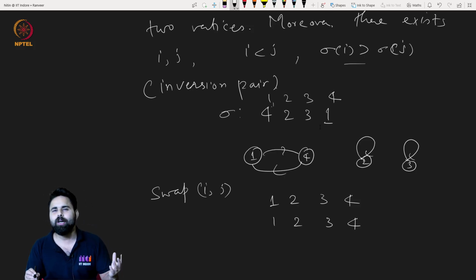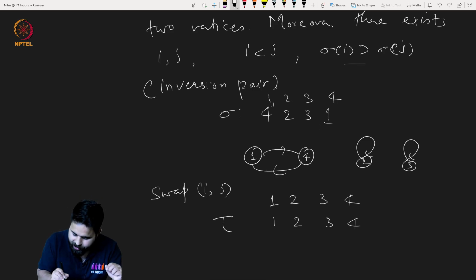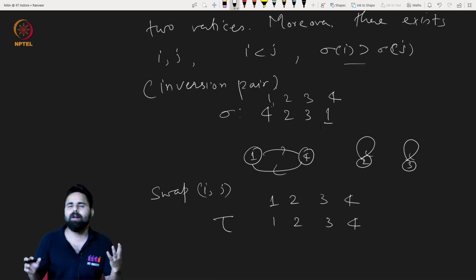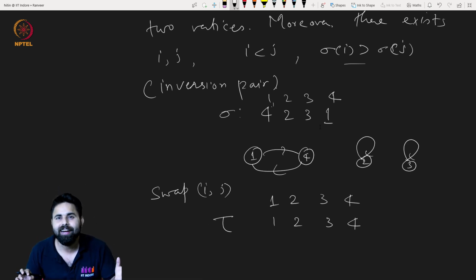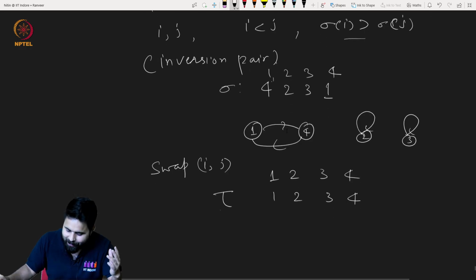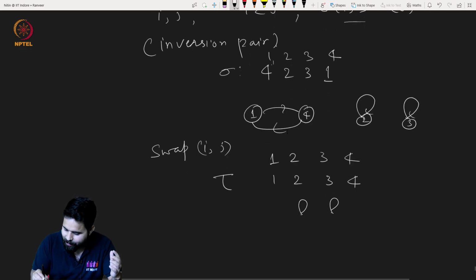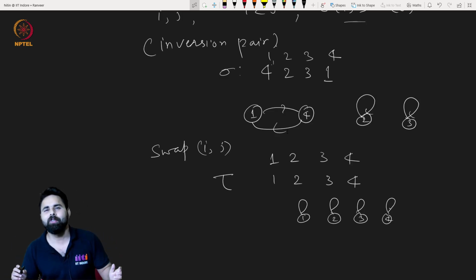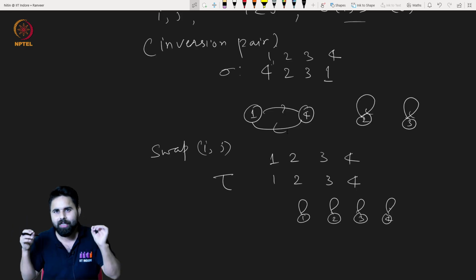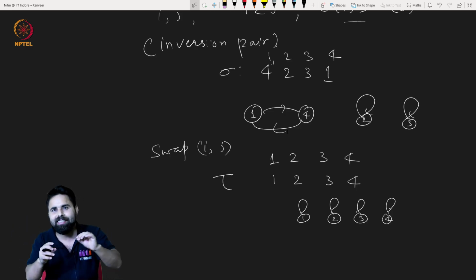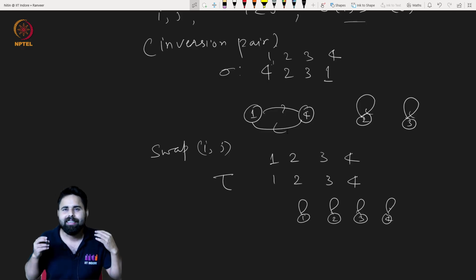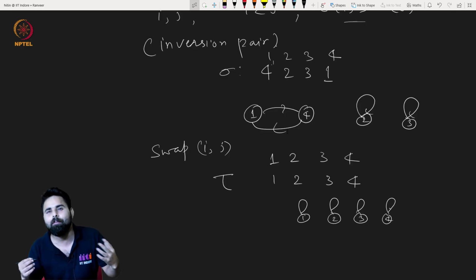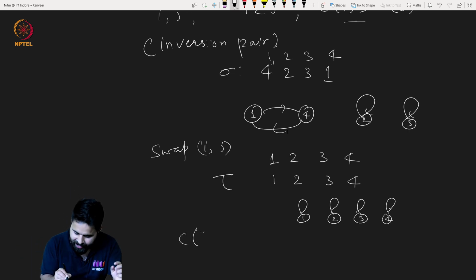By the way, let's suppose this was your sigma and this is your tau. How many cycles are there in tau? This is not very difficult to see. The number of cycles here is now 4; earlier it was 2. So whatever the permutation is, if you swap those i, j entries which correspond to an inversion pair, the number of cycles increases by 1. So the cycles in tau are 1 plus the cycles in sigma.